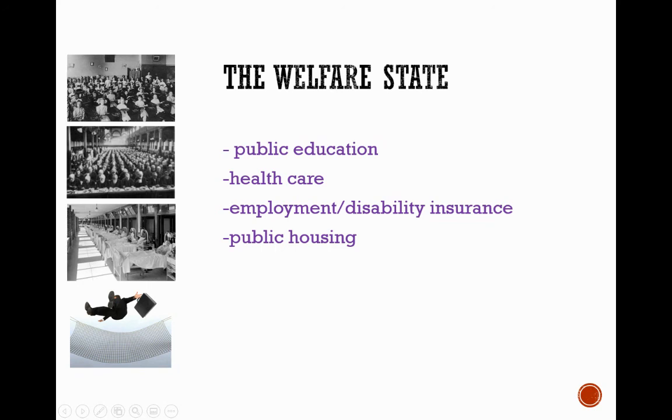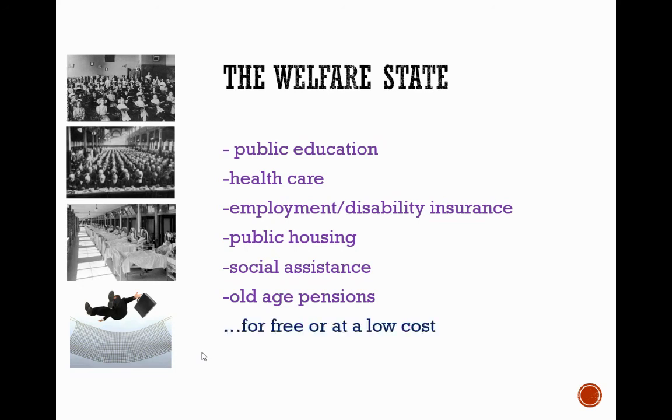Public housing is when the government creates houses for our poorest people, houses that are cheaper or sometimes even free. And social assistance and old age pensions, which is money that you receive when you become old. Because when you're old, it's harder to work, right? And so some people, when they're old, they're vulnerable. And so the government gives them some money every month. But remember, it's not very much money, okay? So don't depend on that when you get old. And all of these things are provided for free or at a low cost.